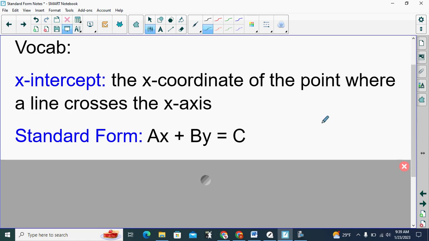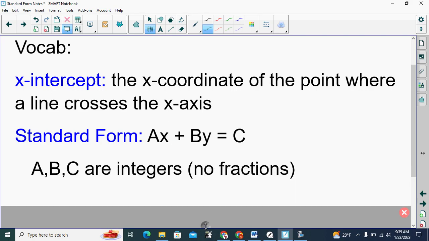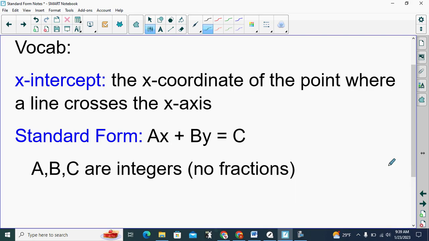Standard form is written ax plus by equals c. Notice x and y are on the same side of the equal sign. That's the first time that's happened. Both in point-slope form and slope-intercept form, x and y are on different sides. Again, ax plus by equals c, where a, b, and c are integers. Integers meaning no decimals, no fractions. Integers can be positive or negative, so a, b, and c are allowed to be negative numbers. They should not be fractions.